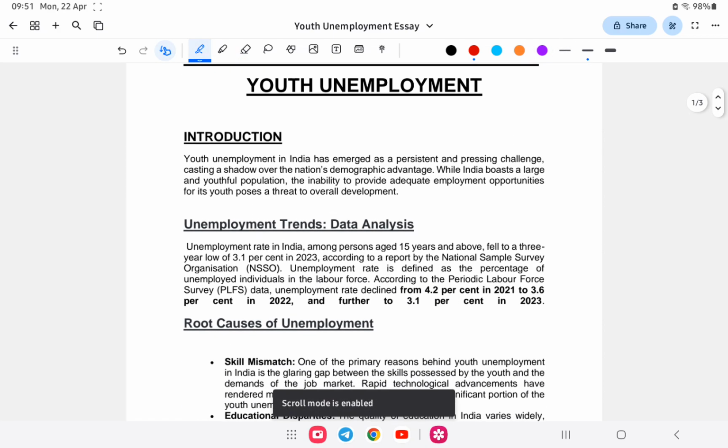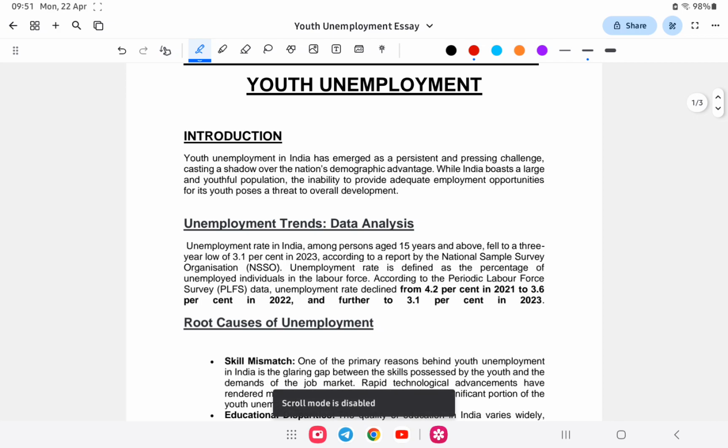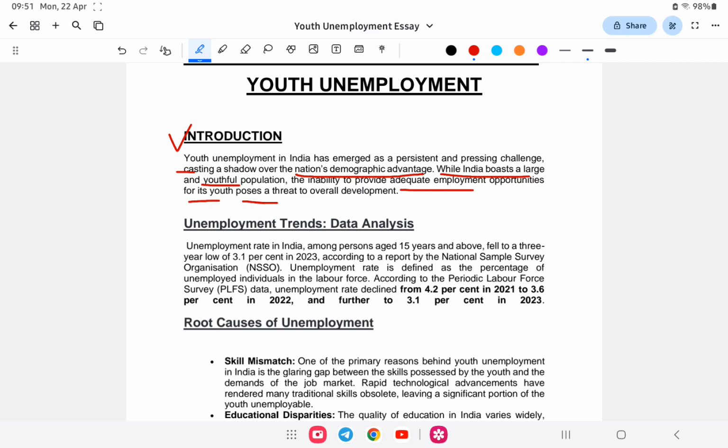First and foremost, the introduction. Unemployment in India has emerged as a persistent and pressing challenge, casting a shadow over the nation's demographic advantage. While India boasts a large and youthful population, the inability to provide adequate employment opportunities for its youth poses a threat to overall development.